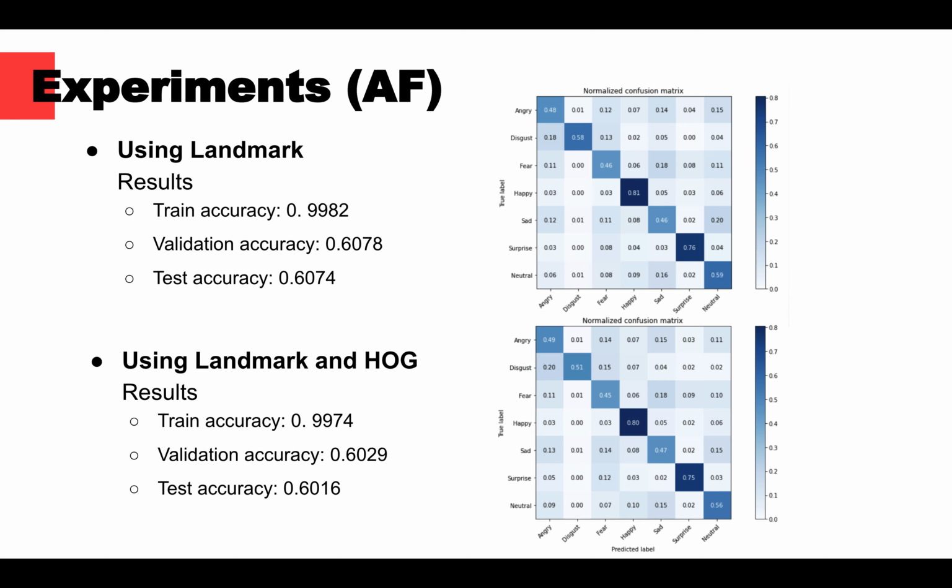Then we include the other 2 features. The resulting accuracy is also around 60%. Compared with not using additional features, the new model has better performance in detecting disgust and fear.